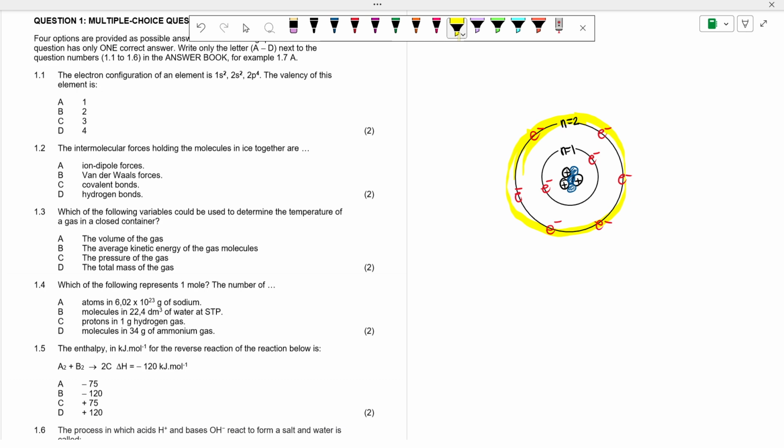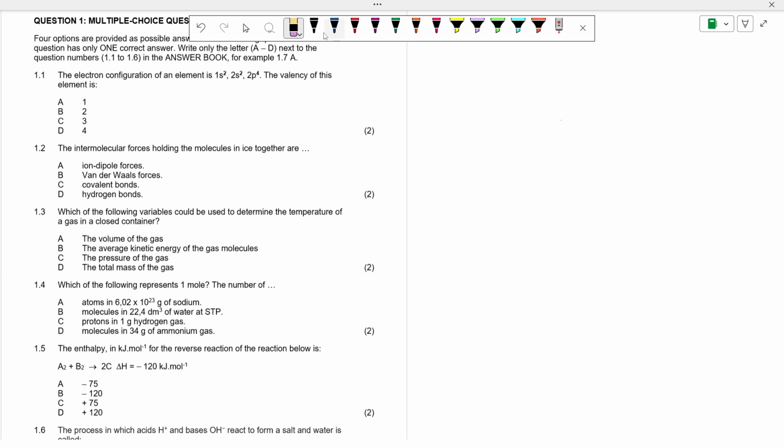Yes, so valence electrons is 6 because we're just gonna count all these electrons here. But valency is the energy level, which is 2. If we went up to 3, say 3s2, then the valency will be 3 in this case. Okay. So option number B will be correct here. So B.